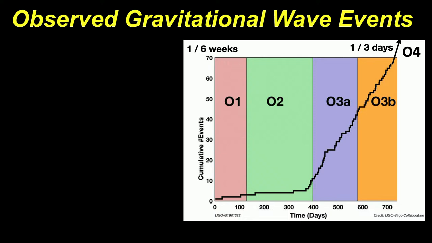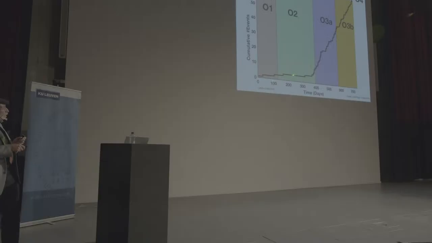Now, when we first turned on in our first data run with LIGO, we were seeing one black hole collision every 6 weeks. And then there was a second data run and a third data run in two pieces. Between the second and the third, there was a very sharp increase in the rate of signals coming in. This is a cumulative number of gravitational wave signals or events as a function of the amount of observing time with LIGO's gravity wave detectors. And so the slope here is indicating the rate at which signals are coming in.